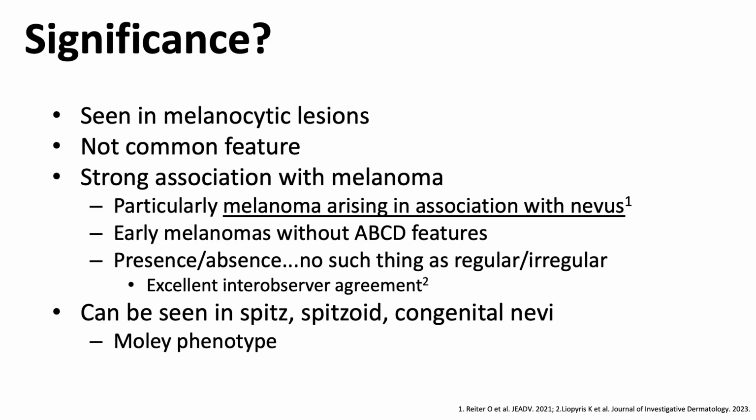What's the significance of this structure? I've alluded to the fact that it is primarily seen in melanocytic lesions, but it's not a particularly common feature. So you may go many days in clinic without seeing a lesion with this dermoscopic finding. It has a strong association with melanoma, particularly melanoma arising in association with a melanocytic nevus. It can be helpful in identifying early melanomas without ABCD features.